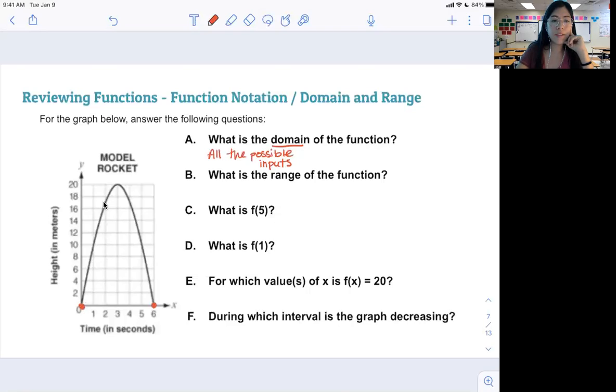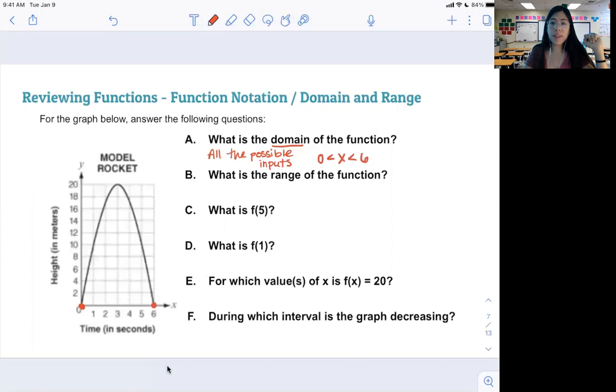And when you're going on this graph, does it skip any steps, or does it go straight up from 0 all the way to 6 without stopping? So does it skip any numbers? Are there any gaps in this graph? No gaps. Since there's no gaps, we can make it into an inequality. So our domain would be from 0 less than x less than 6.